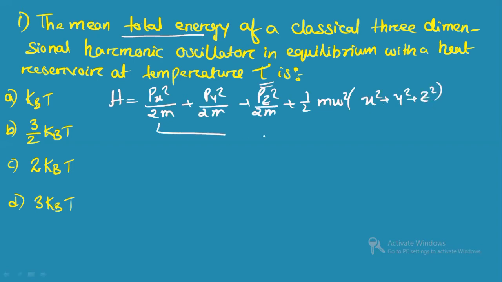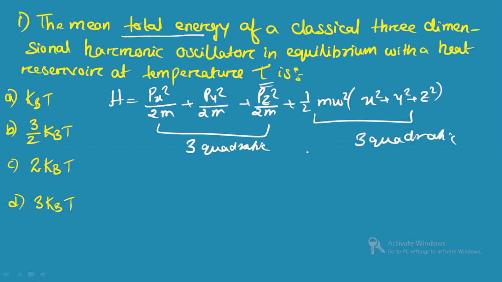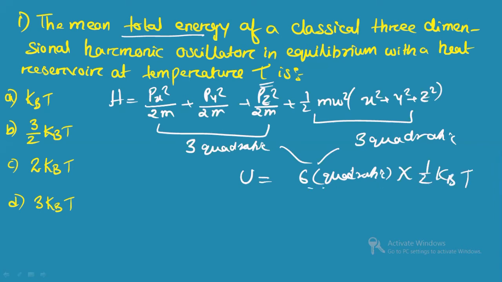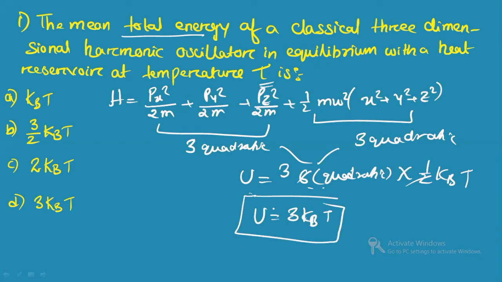So if you see here in the kinetic energies part, you are having three quadratic terms, right? And in the potential energy term also you are having what? Three quadratic terms. Yes or no? As a whole, you are having how many quadratic terms? 6 quadratic terms. Okay. Now the energy associated with each quadratic term was how much? Half kBT. So just multiply 6 with half kBT, and on calculating you will get the energy is how much? 3 kBT. So this is the energy for a three-dimensional harmonic oscillator in equilibrium. So your correct option is option D.